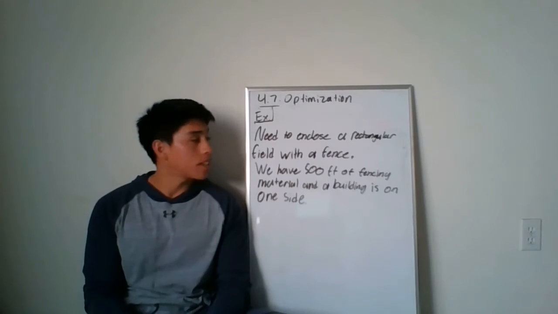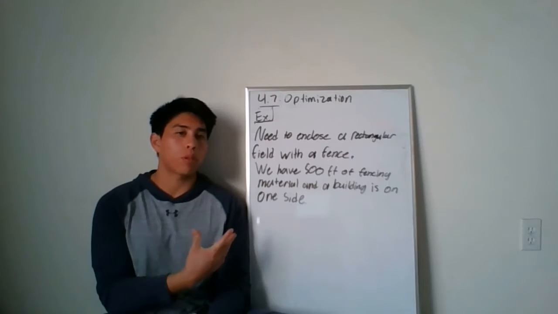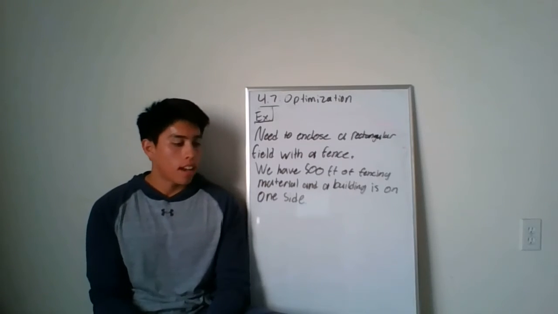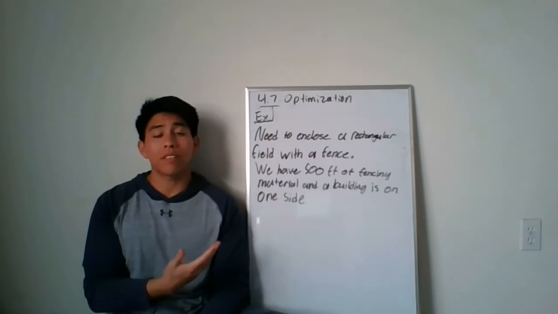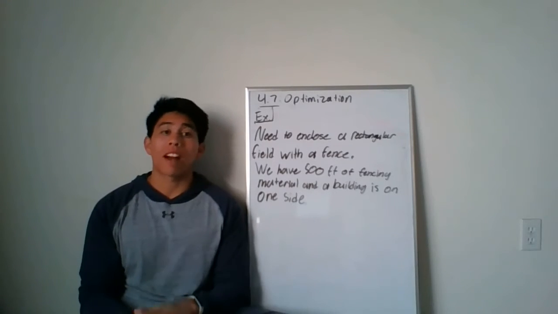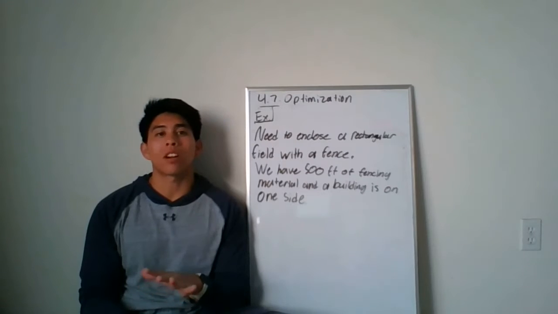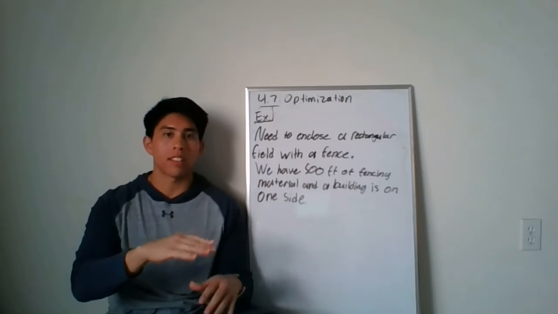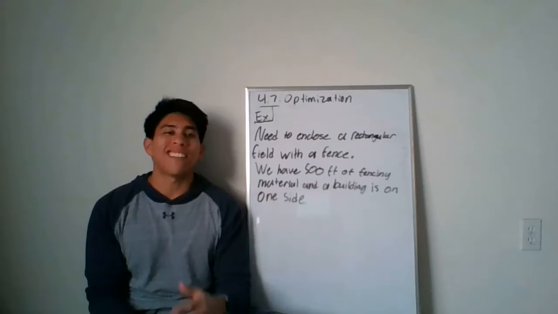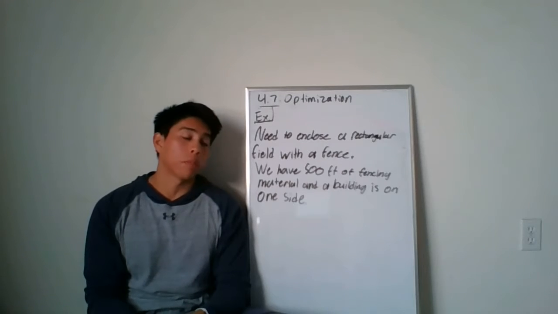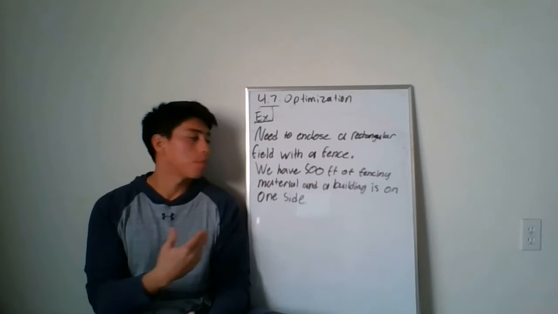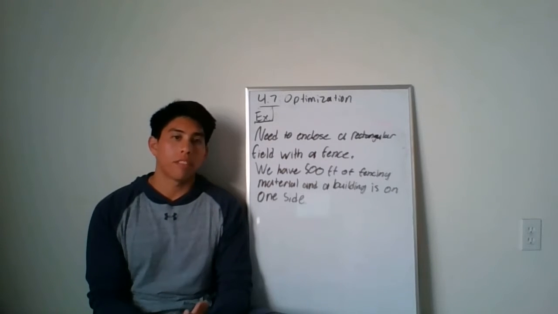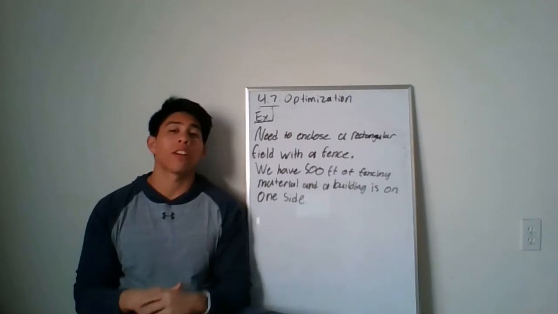I'm with STEM Success Center, and today I will be doing an example in optimization. Today's example is going to be needing to enclose a rectangular field with a fence. We have 500 feet of fencing material, and a building is on one side of the field, so we won't need any fencing for where the building is. And essentially, the question is, we want to determine the dimensions of the field that will enclose the largest area.